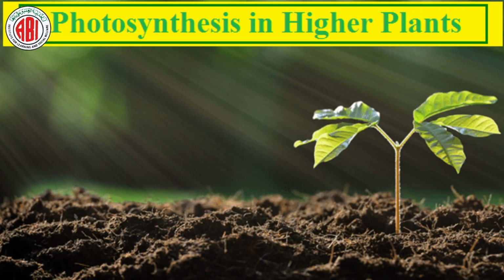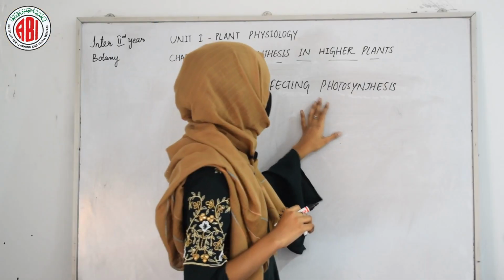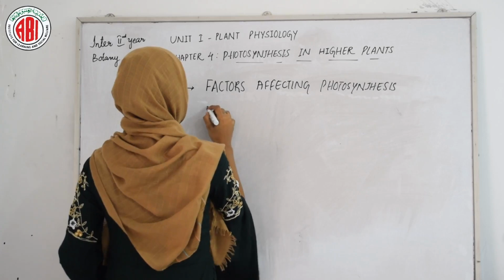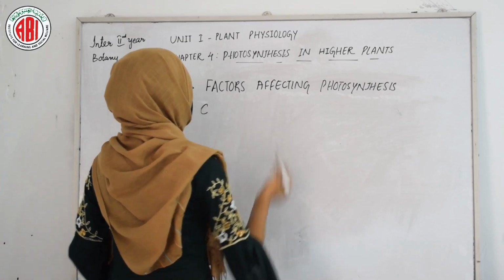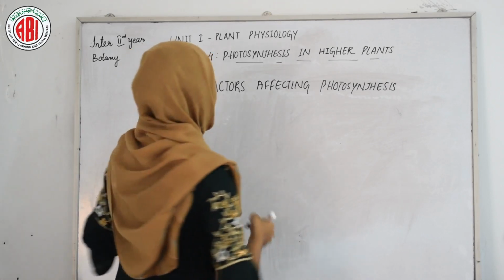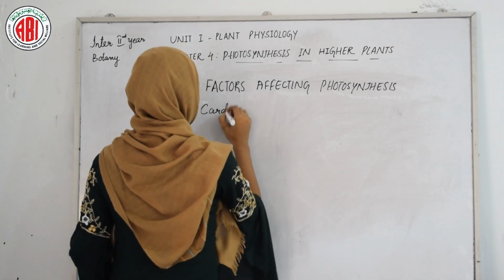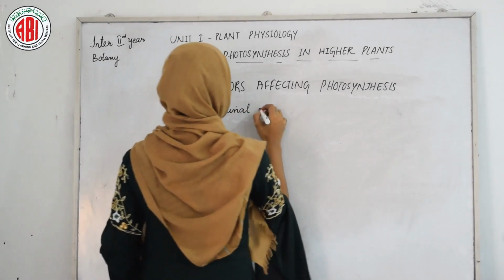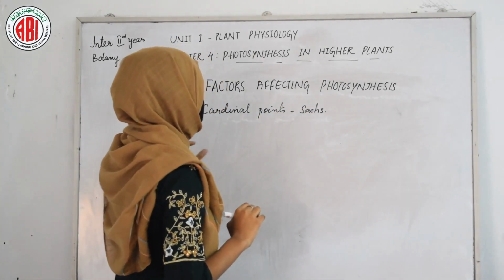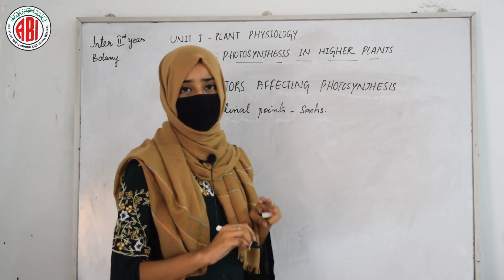In today's class, let us discuss the different factors that affect the rate of photosynthesis. Firstly, we have to understand certain points before we study these factors, and those are cardinal points, which were given by a scientist, Sachs. Every factor will have three cardinal points.